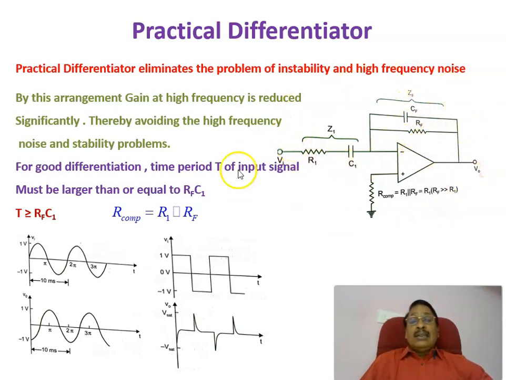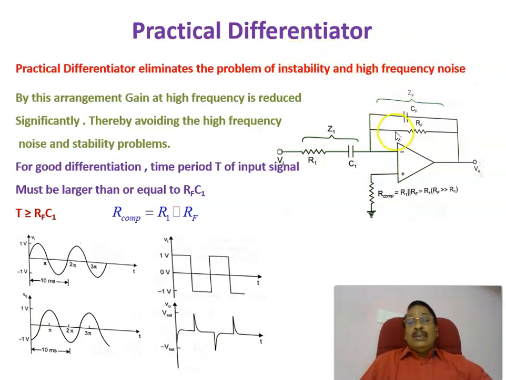This is a practical differentiator because, as we have seen in the ideal differentiator, there are two problems. One, at high frequency the system is not stable, and high frequency noise is also affecting. Therefore, this practical differentiator eliminates the problem of instability and high frequency noise. These are the problems for an ideal differentiator, that is instability as well as high frequency noise.